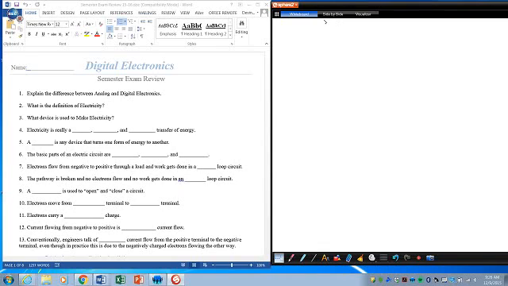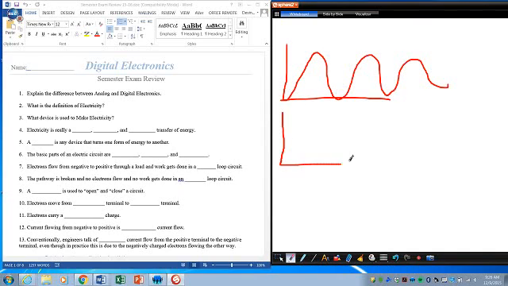Okay, number one. It says explain the difference between analog and digital electronics. So basically analog is continuous. If you remember, basic analog looks like something like this, so it's continuous, and the digital is basically a rise and then down, so it goes up and down like this. Whenever it goes up, it's a 1. Whenever it goes down, it's a 0.